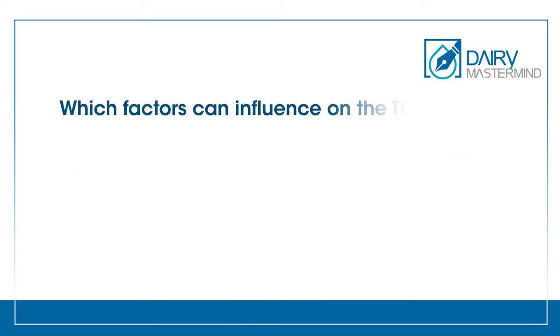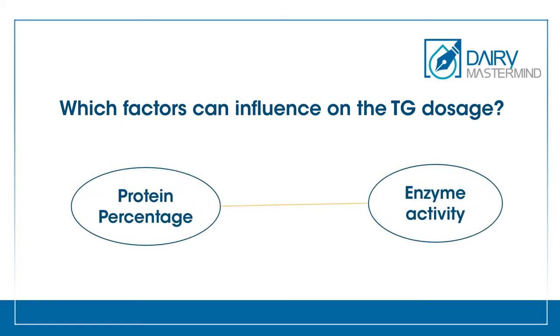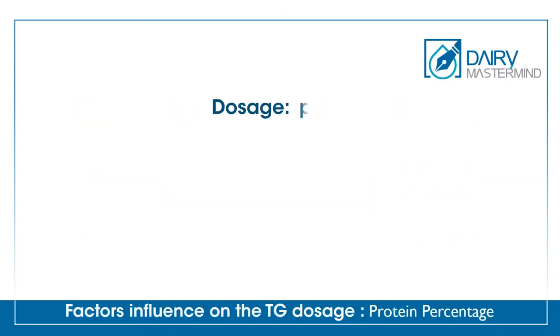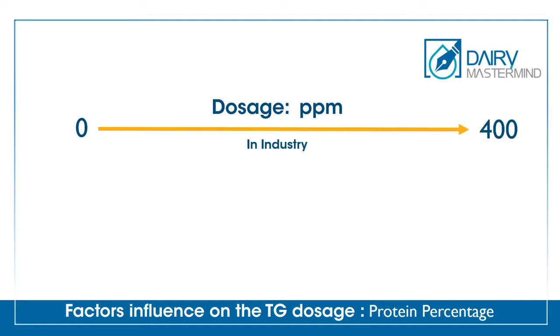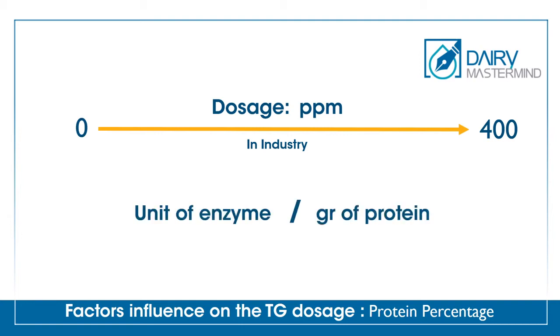Which factors can influence the TG dosage? To reach the desirable texture, we should consider the amount of protein in the product and the enzyme activity. Number 1. Protein percentage. In industry, to show dosage, percentage or ppm is used. In academic research, to show this ratio, unit of enzyme per gram of protein is used, which is tested between 0 to 10.